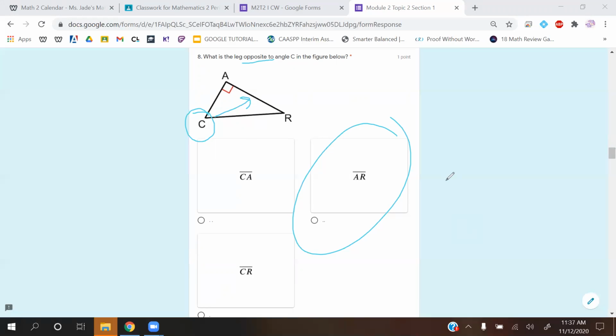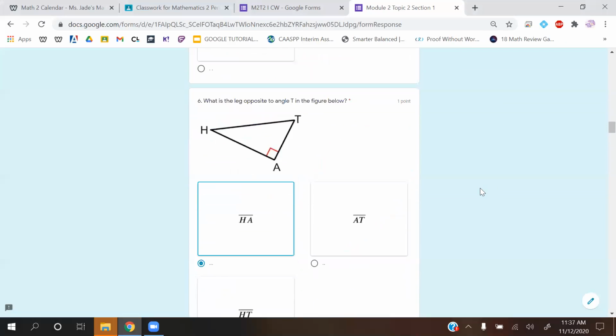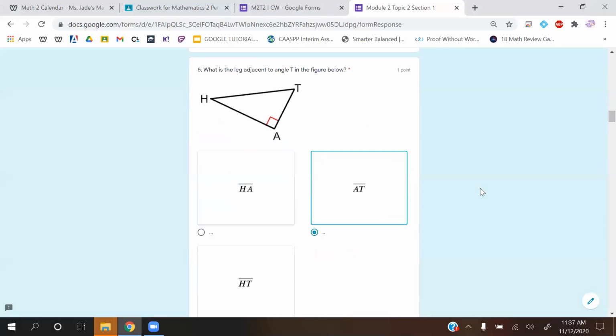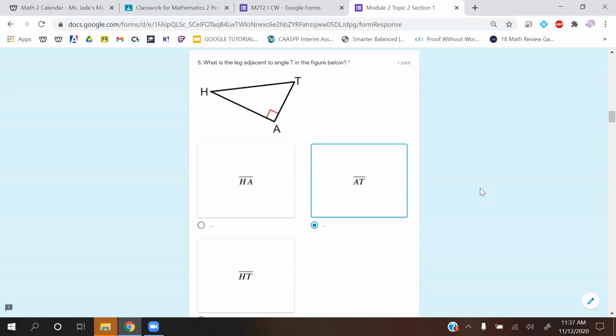Jaden said he didn't get 5, 6, or 7. Number 5 says, what is the leg adjacent to angle T in the figure below? Adjacent means you want to make sure it's right next to it. So next to angle T is AT. You might think, oh, but HT is also next to it. HT is the hypotenuse, so it's not the hypotenuse. It must be AT.